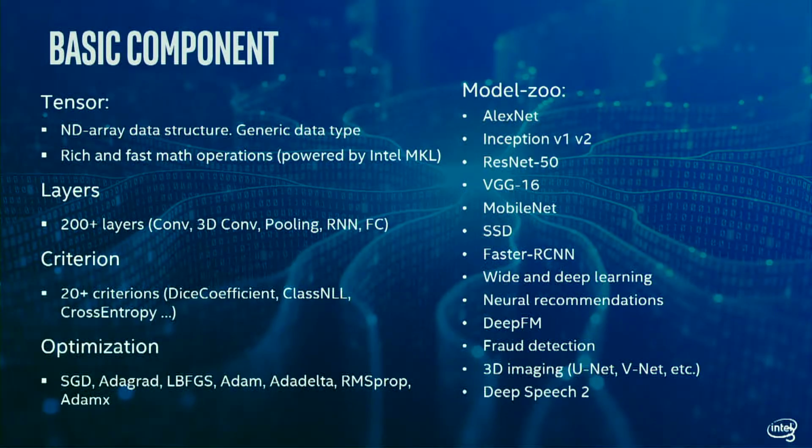In the model zoo, here's a list of the models that we have implemented on BigDL. AlexNet, Inception, ResNet, VGG, and MobileNet for image classification; SSD and Faster R-CNN for object detection; and Wide and Deep, Neural Recommender, and DeepFM for recommendation. And we have provided some industry applications also in the model zoo. I will give more details later.